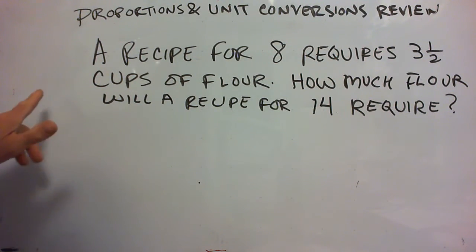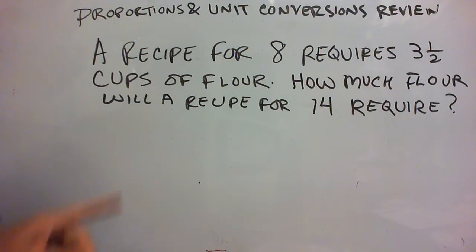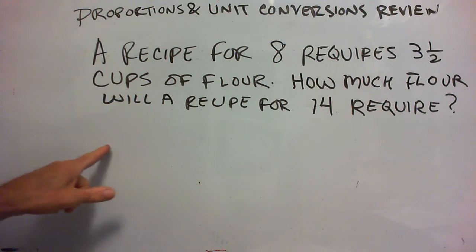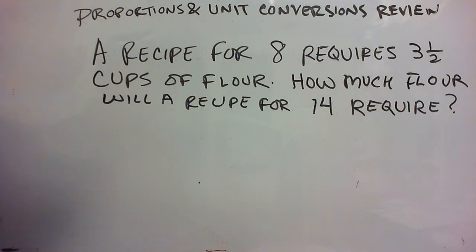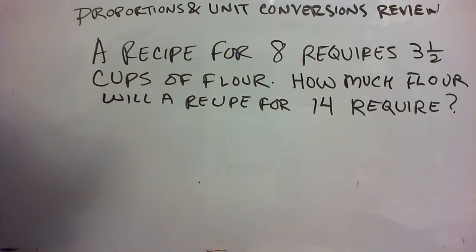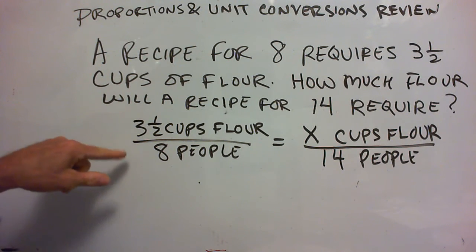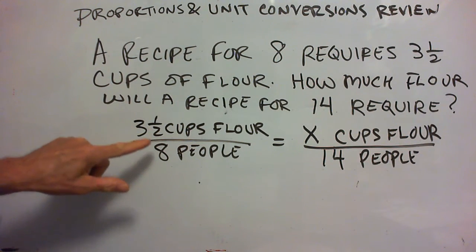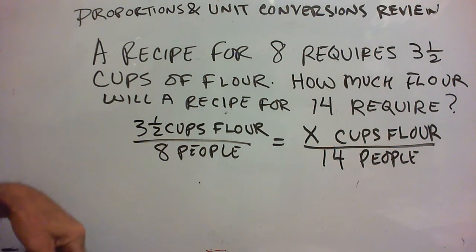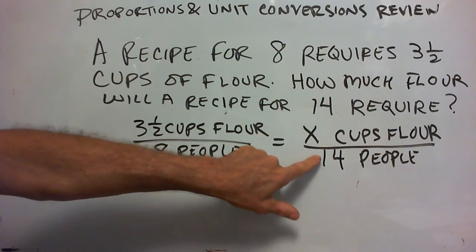Now we extend that principle one step further to doing application problems like the following. A recipe for 8 requires 3½ cups of flour. How much flour will a recipe for 14 require? Our first step here is to write the proportion that represents the situation, and we'll let x equal what we're looking for. So our proportion here is 3½ cups flour per 8 people equals x cups flour per 14 people.